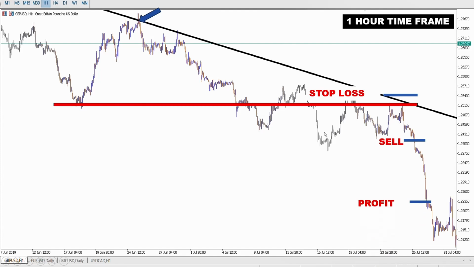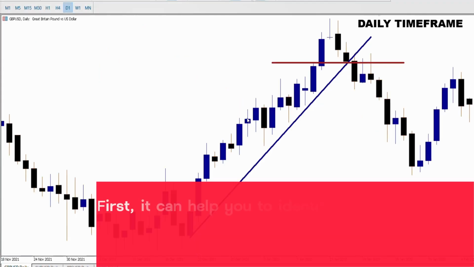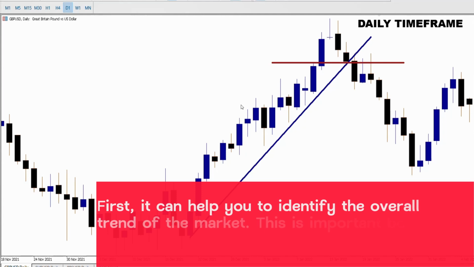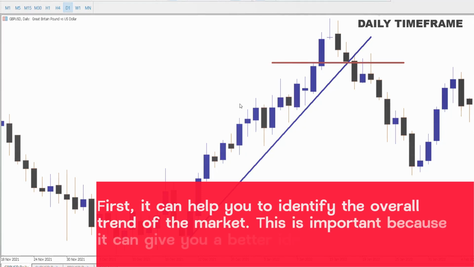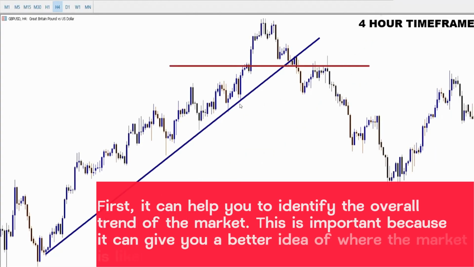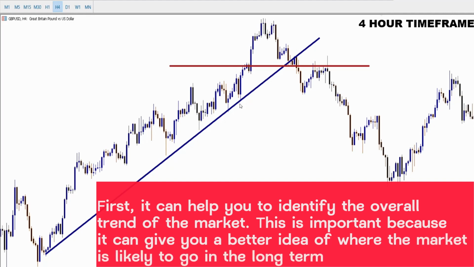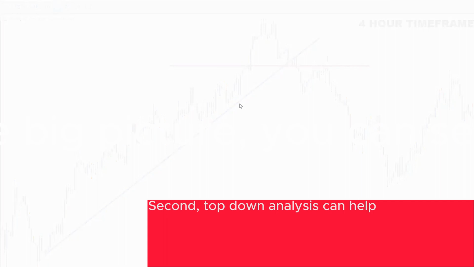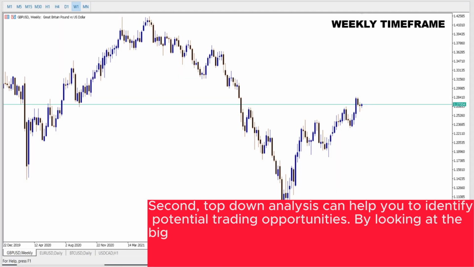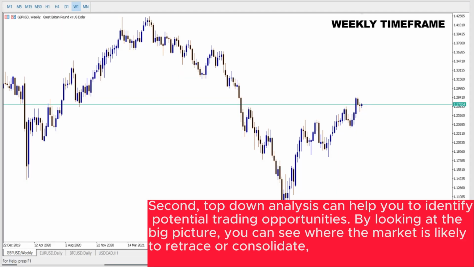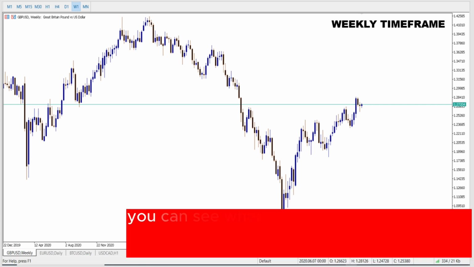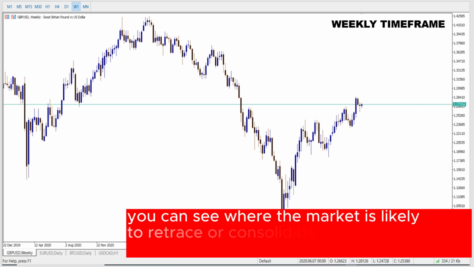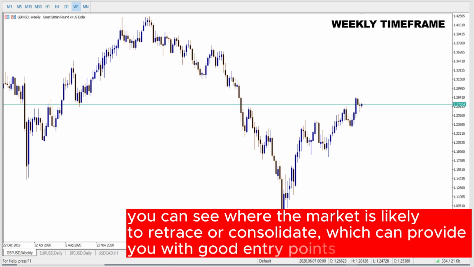There are several reasons why you might want to use top-down analysis. First, it can help you to identify the overall trend of the market. This is important because it can give you a better idea of where the market is likely to go in the long term. Second, top-down analysis can help you to identify potential trading opportunities. By looking at the big picture, you can see where the market is likely to retrace or consolidate, which can provide you with good entry points.